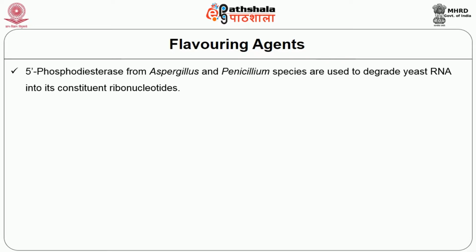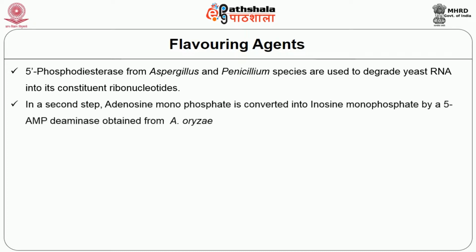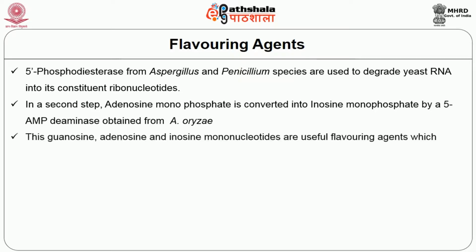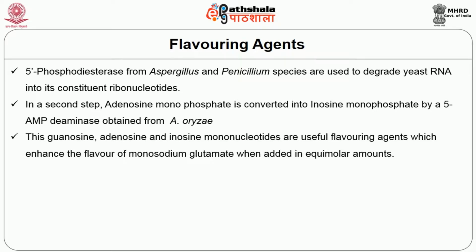Phosphodiesterase is the enzyme derived from Aspergillus and Penicillium species that is used to degrade yeast RNA into its constituent ribonucleotides. In the second step, adenosine monophosphate is converted into inosine monophosphate by the enzyme AMP deaminase that is obtained from Aspergillus oryzae. And these guanosine, adenosine and inosine mononucleotides are useful flavoring agents which enhance the flavor of monosodium glutamate when added in equimolar amounts.